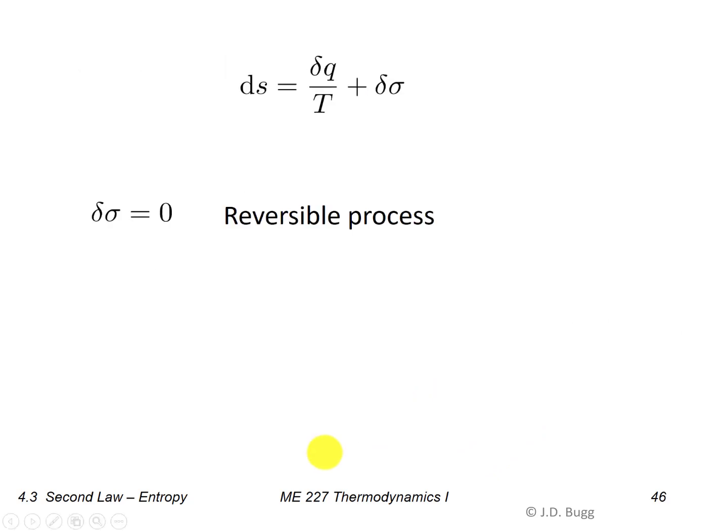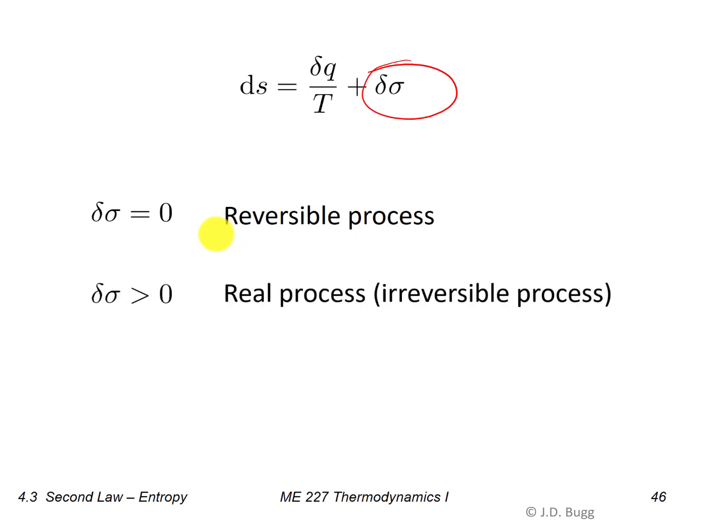Now, I want to continue to work with this equation and understand how the left-hand side and the two terms on the right-hand side work together to tell us things about processes we might be looking at. First of all, realize there's three things that can happen here. If that is 0, then that's a reversible process. So no friction, no sudden expansion, nothing like that whatsoever. So delta sigma or sigma equal to 0 is a reversible process. If delta sigma is greater than 0, then that's a real process or an irreversible process. So that's one where there's some friction, some sudden expansion, or some other source of irreversibility.